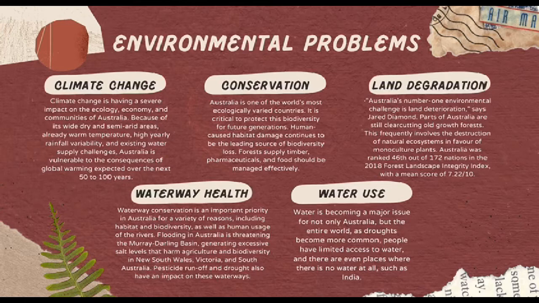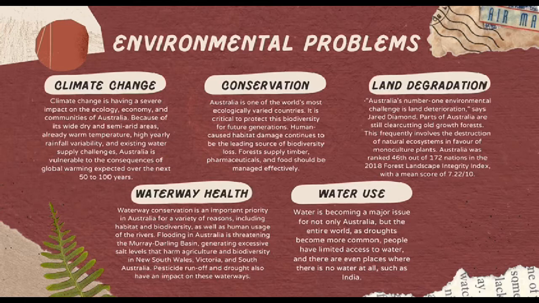Australia is in the top 10 countries in the world in terms of greenhouse gas emissions per capita. Climate change is having a severe impact on the ecology, economy, and communities of Australia because of its wide, dry, and semi-arid areas, already warm temperatures, high yearly rainfall variability, and existing water supply challenges. Australia is vulnerable to the consequences of global warming expected over the next 50 to 100 years.